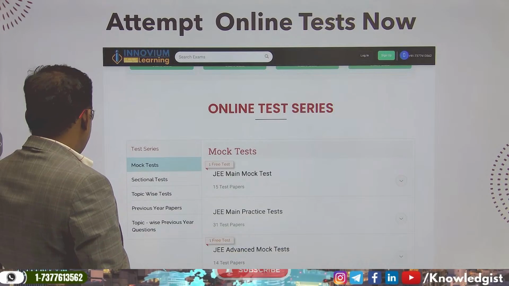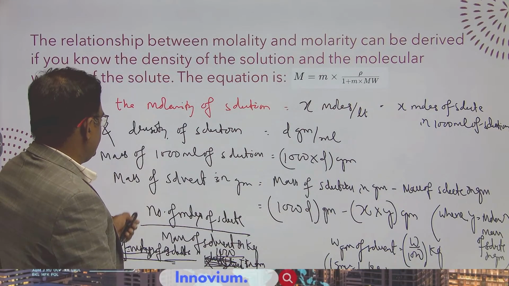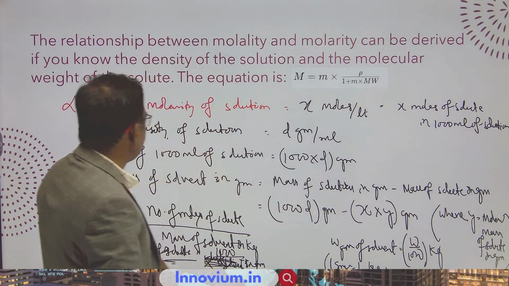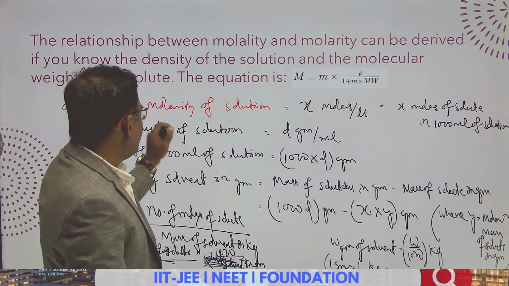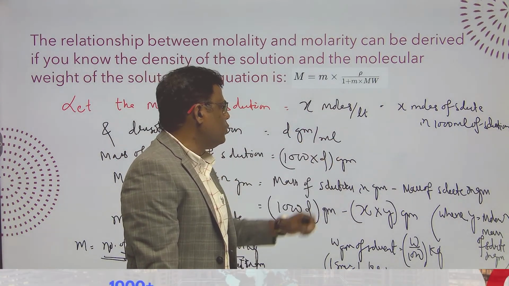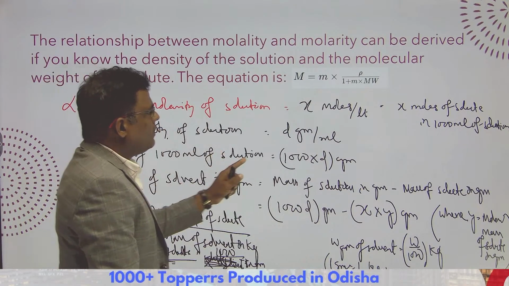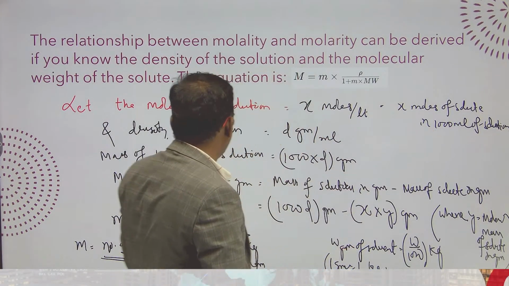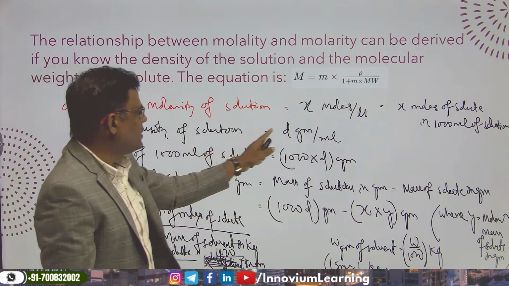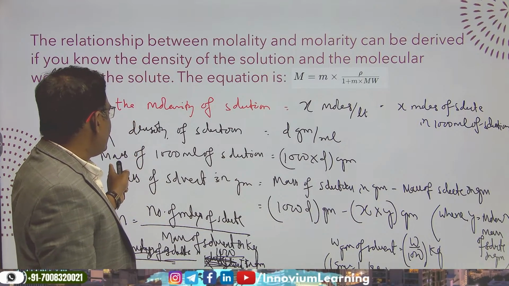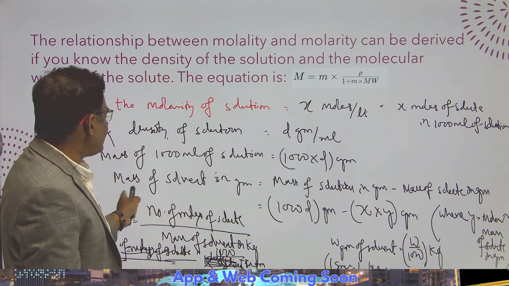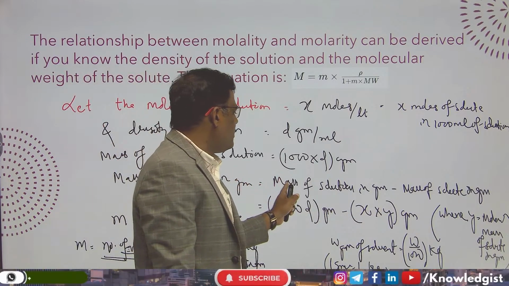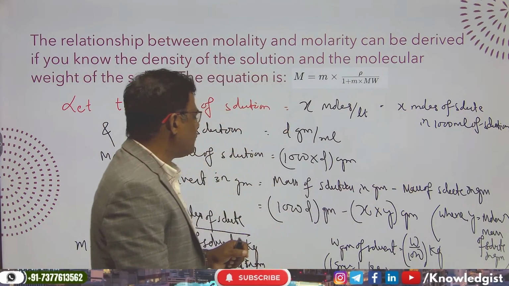Already in this, we have derived one part of that relationship. If we consider that molarity of the solution is x moles per liter, then it means x moles of solute in 1000 ml of solution. Density we have taken as d gram per ml. Then what is the mass of that 1000 ml of solution? 1000 into d. Then mass of solvent in gram is coming what? Mass of solution in gram minus mass of solute in gram.